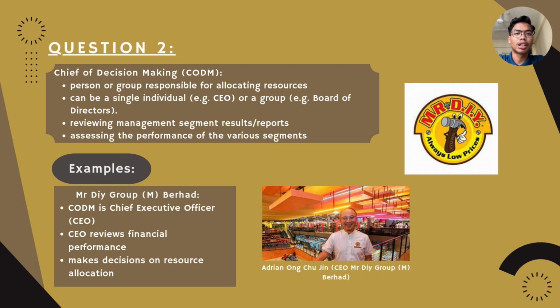For example, an individual like the CEO, or a group like the board of directors. So my group, for example, chose the company Mr. DIY Group Berhad. The person in charge as CODM is the Chief Executive Officer or CEO. Mr. DIY operates mainly as a retail business. So the CEO reviews financial performance such as sales, margins and store expansion, and also makes decisions on resource allocation.